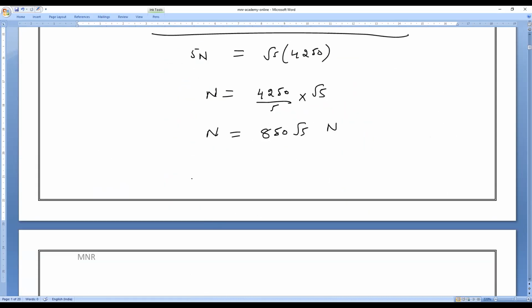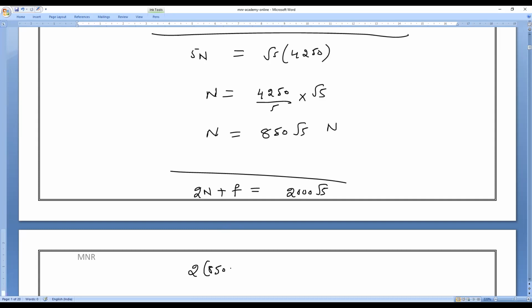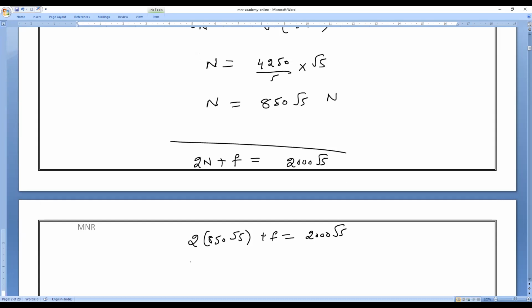You can check it. So what is the first equation? 2n plus F, am I right? 2n plus F is equal to 2000 root 5. So n value: 2 into 850 root 5 plus F is equal to 2000 root 5. 850 into 2 is how much? 1700. Correct? So 1700 root 5 plus F is equal to 2000 root 5.